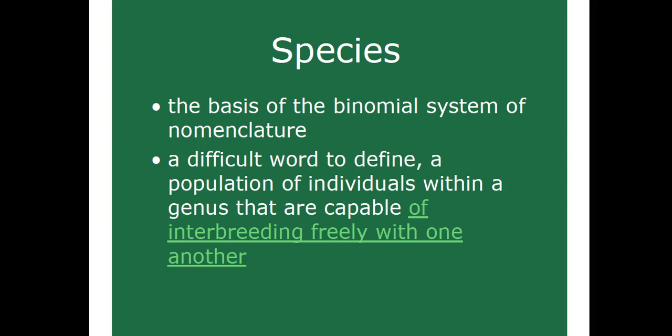Of course, they can also hybridize and make plants that look different from them as well. However, that's the important thing to know for a species, is that it is a plant that is capable of interbreeding freely with other plants of the same species, and they retain similar characteristics in the next generation.